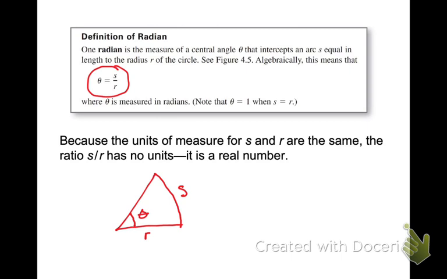Okay. So those are 3 variables: an angle, an arc length, and a radius. If you have 2 of those, can you find the third? Because the units of measure for S and R are the same, the ratio S over R has no units. It'd be inches over inches or centimeters over centimeters or whatever. And it's a real number. And it just says at the bottom, note that it is 1 when S equals R.